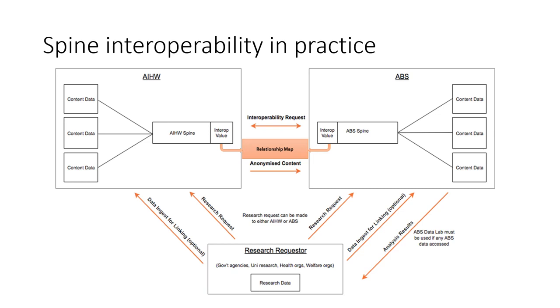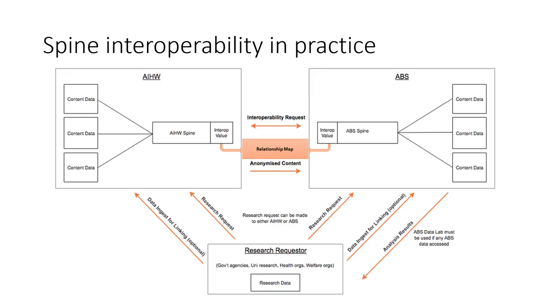So here's a diagram describing how this works in practice. If you'll note, there is a one-way arrow in the middle there, with the anonymized content only allowed to flow from AIHW to ABS at the moment. And that reflects the legislative constraint that we're working with at the moment, where data that is linked to ABS data cannot leave the ABS data lab or the ABS premises. However, the interoperability requests can go both ways.